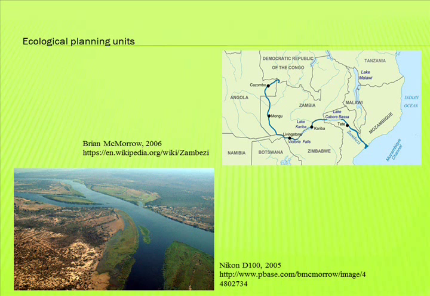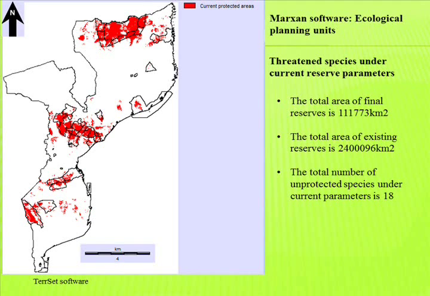Ecological planning units. Under the ecological planning units, the total area of final reserves is 111,773 kilometers squared. The total area of existing reserves is 2,400,096 kilometers squared. The total number of unprotected species under current parameters is 18, which was the same as the conservation planning units.